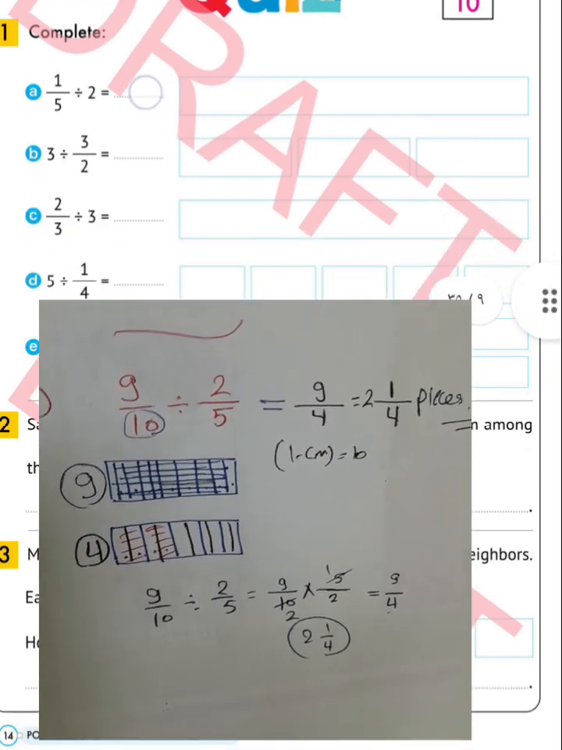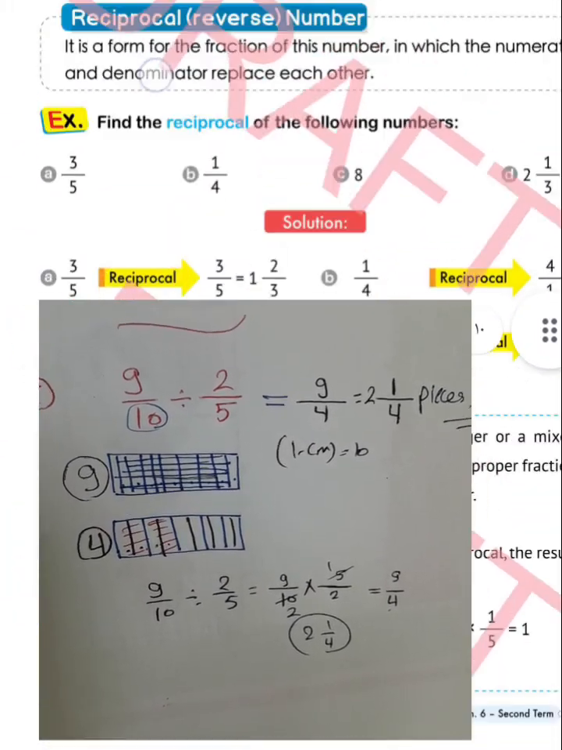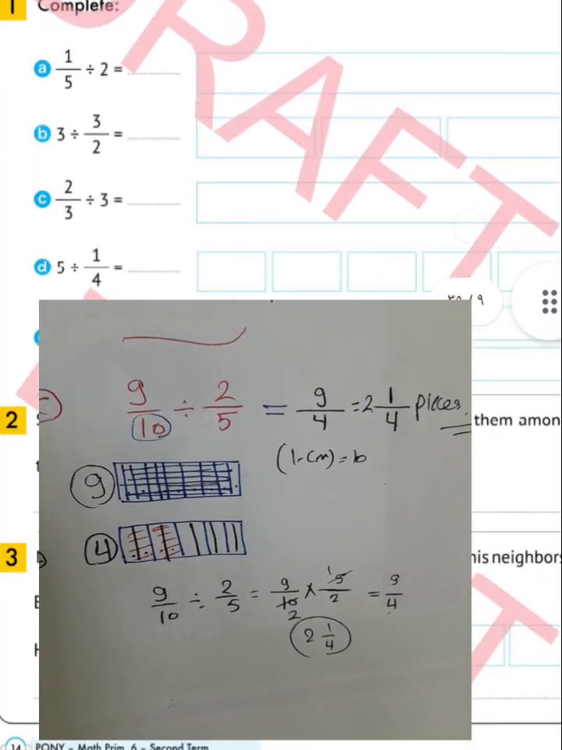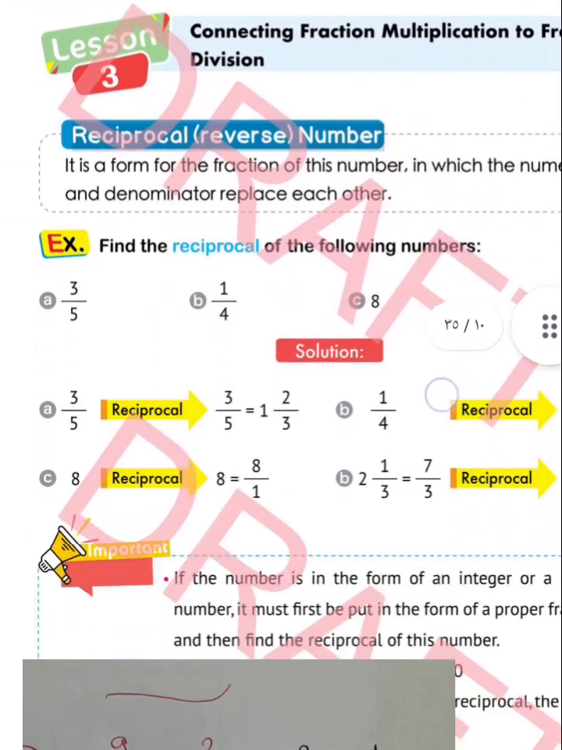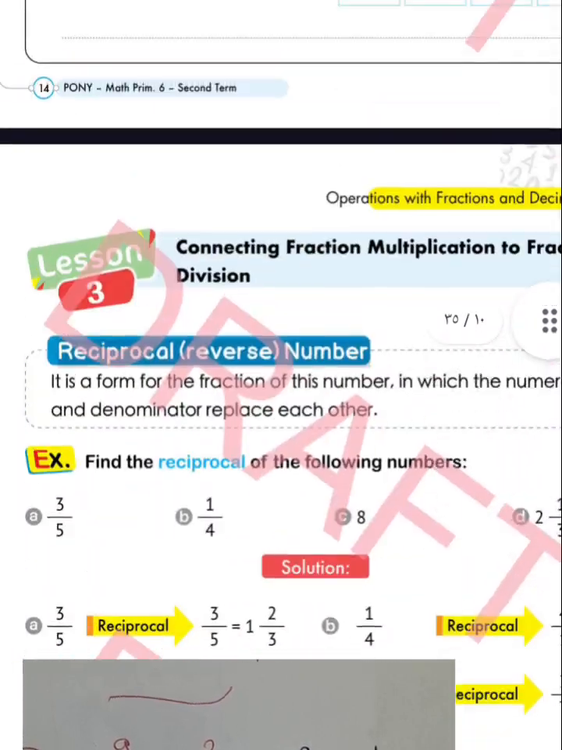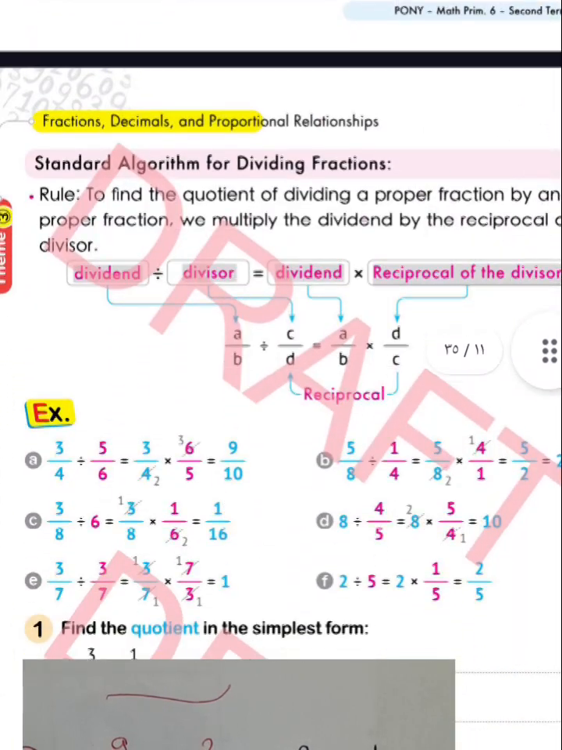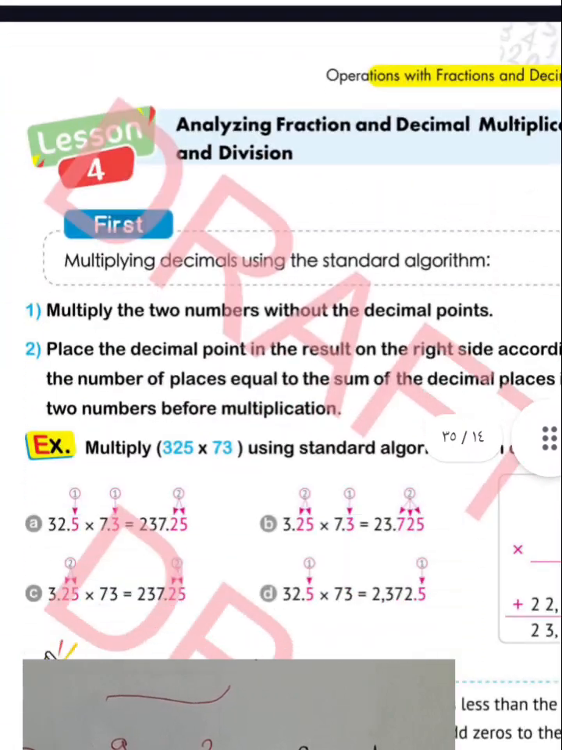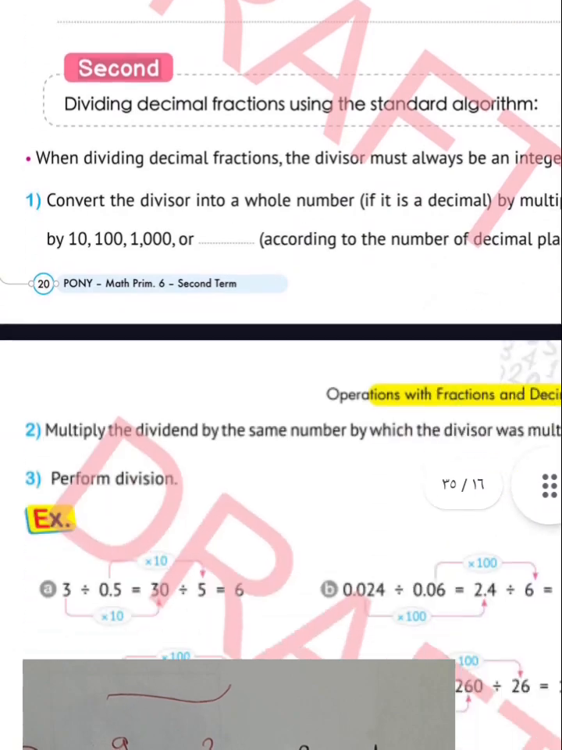Now we finished this example. We have this model. I will solve this quiz in the next video, okay? You must study hard and solve it. It was lesson 1 and lesson 2. And next time we will explain lesson 3 and 4. Okay, it's very easy.